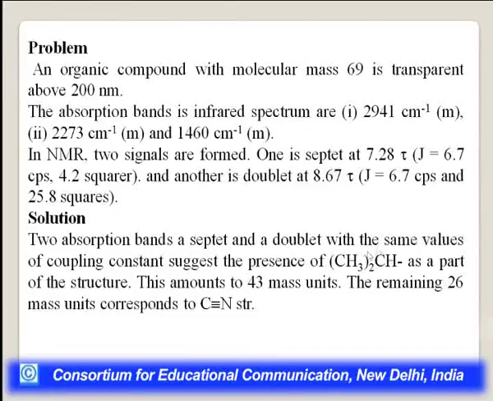These protons absorb as a doublet due to this proton, because 1 proton is there. So 1 plus 1, if you remember the n plus 1 rule, n is the number of hydrogens. If there is 1 hydrogen, it will absorb as a doublet, and there are 6 hydrogens, so it will absorb as a septet. So this should be part of the structure, and this amounts to 40 mass units. If you calculate the total mass of this moiety, the remaining 26 mass units correspond to C triple bond N stretching.